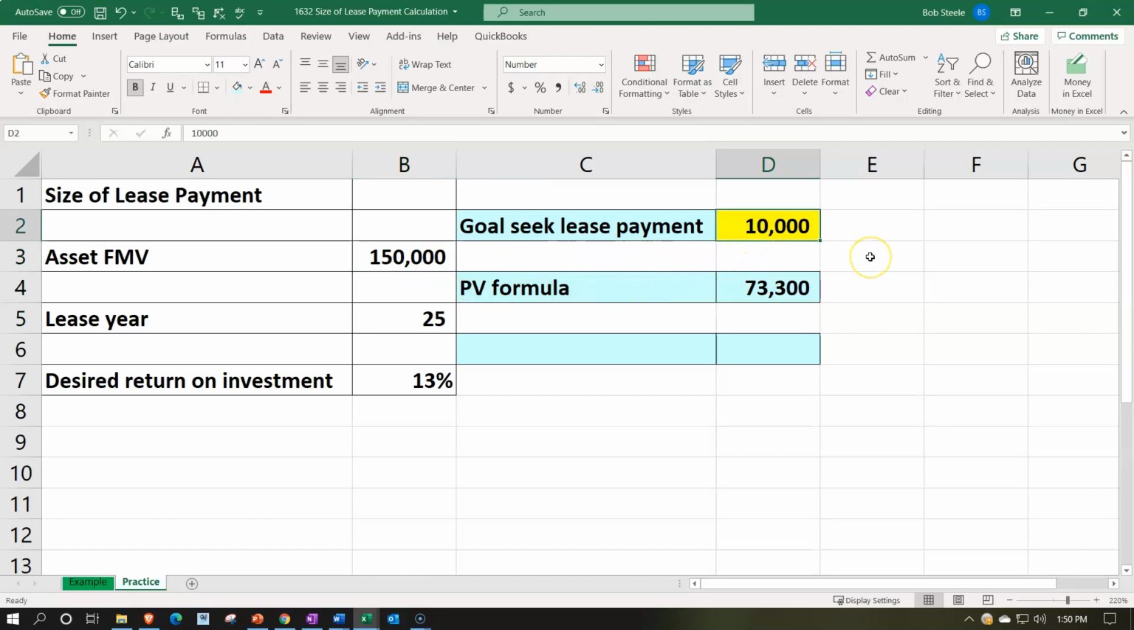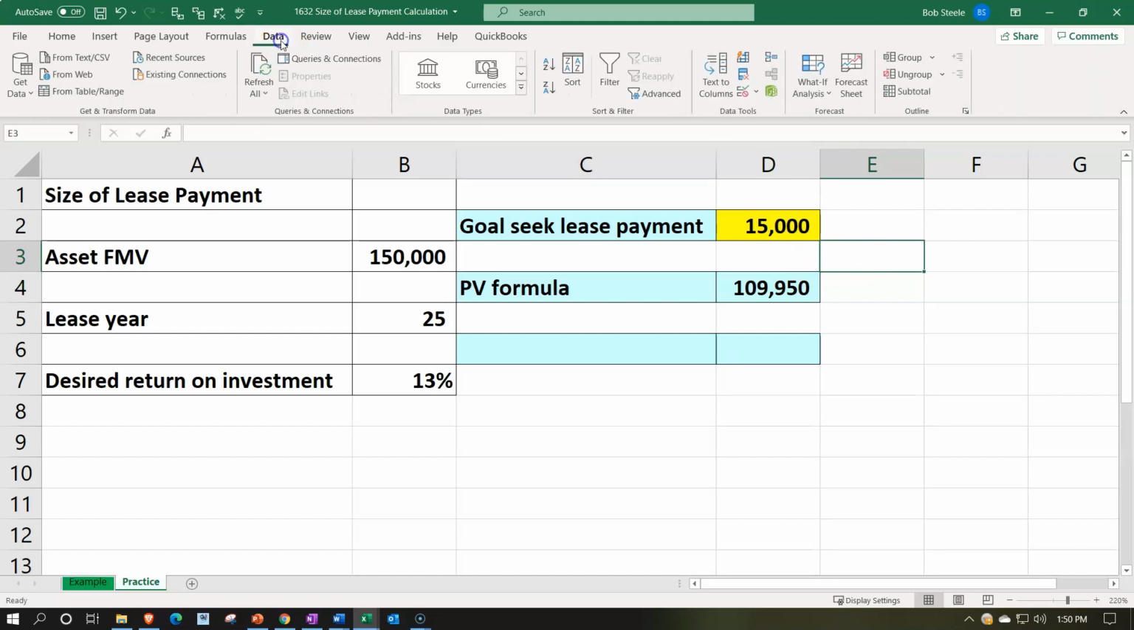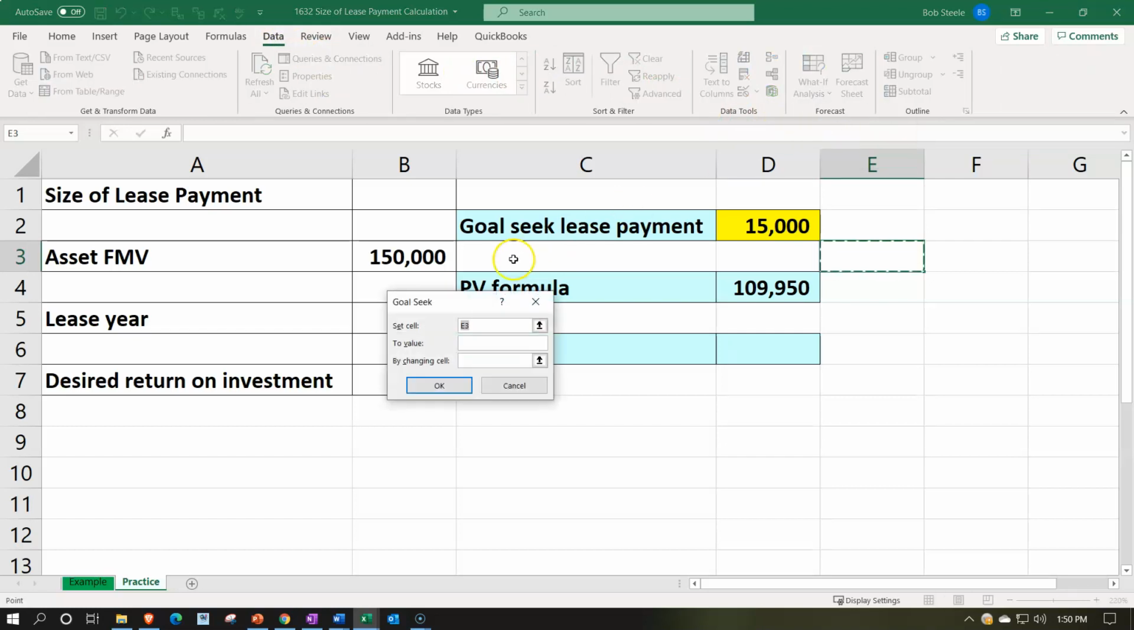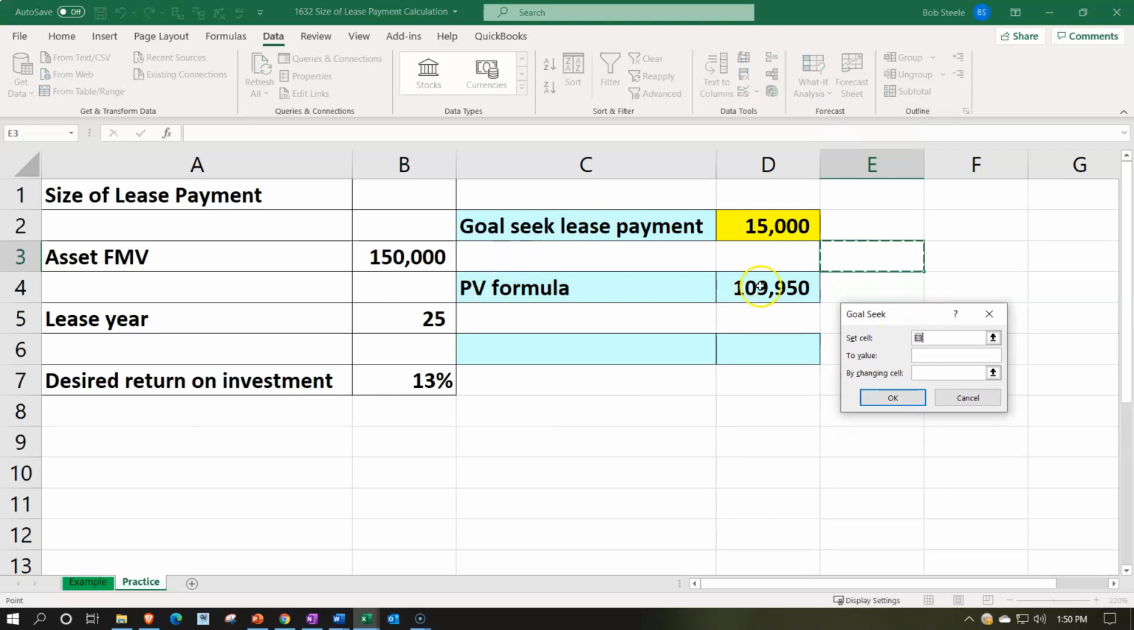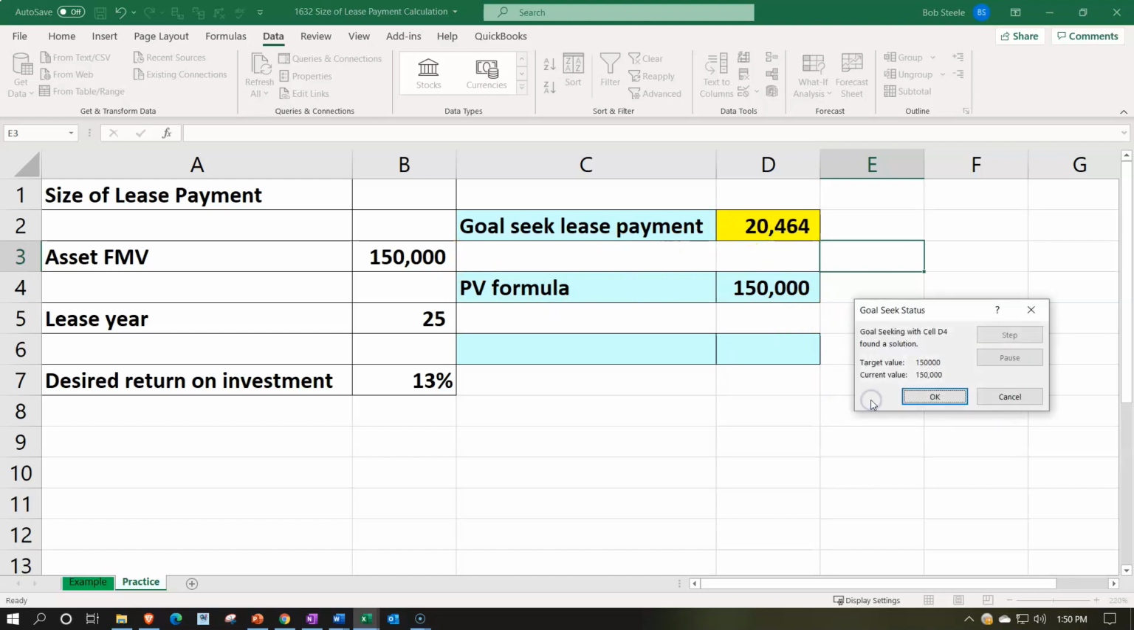So we could use trial and error by upping this amount to say $15,000, for example, and we could see the increase down here. We can use Excel to do that for us by going to the data tab up top, forecast section, what-if analysis, goal seek. We want to set this cell to 150,000 by changing this cell, the 15,000 in it. So we're asking Excel, would you please make this 109,950 to be 150,000 by changing this 15,000 cell up top? We're going to say okay, and it does it for us.